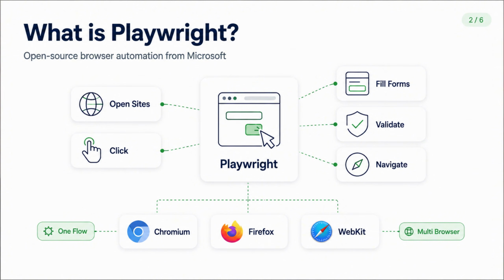So Playwright is an open source framework from Microsoft, which is mainly used for browser automation and web testing. And it allows us to automate the browser interaction just like a real user. So basically, it can open the websites, click the buttons and fill forms. It can also validate the output, navigate across the different pages automatically. And one of the best things about Playwright is that it supports Chromium, Firefox and WebKit. So instead of writing separate automation for every browser, we can just create one flow and run it across the different browsers.